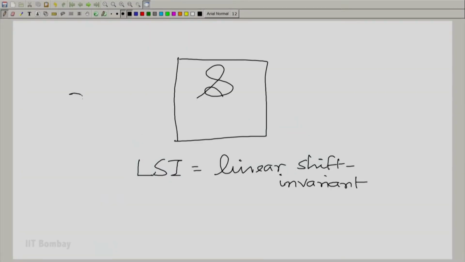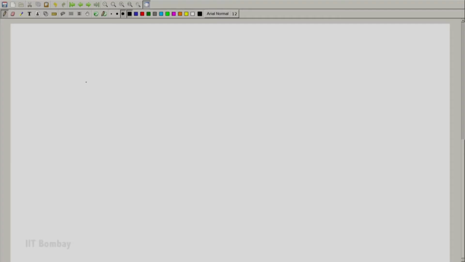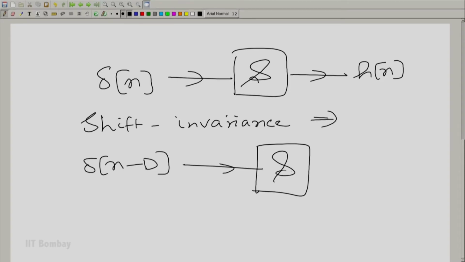So, we have this x of n being given to the system, and you have y of n, and in particular we know y of n for x of n equal to delta n, call it h of n. Now, let us first invoke one of the properties turn by turn. Let me invoke shift invariance first. If I know that delta n produces h of n, shift invariance tells me delta n minus d produces h of n minus d for every possible d.